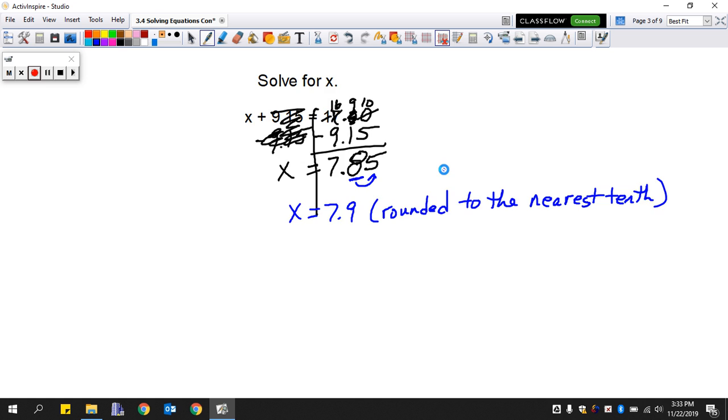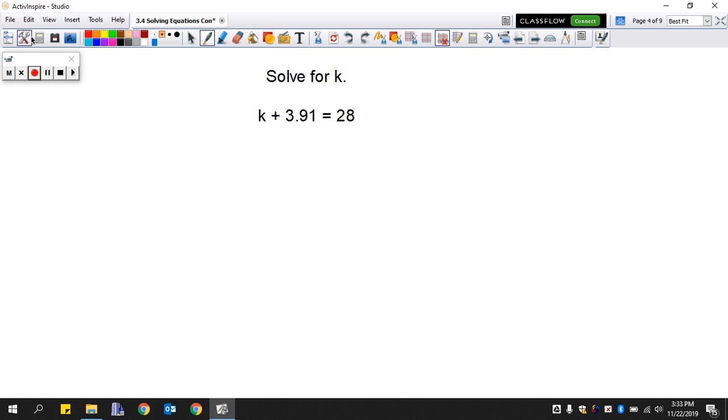In this particular example, once again our operation is addition, so we're going to subtract 3.91. Do the same thing on the right hand side, subtract 3.91. Remember the decimal point comes after the 8, so we line up the decimal places. The 3 goes underneath the 8, and add the 2 zeros to the end.